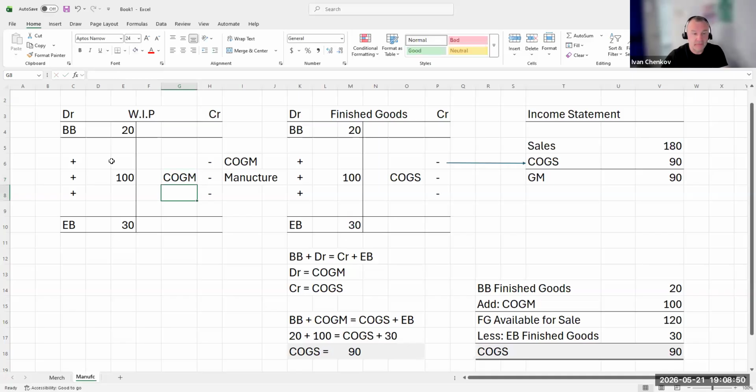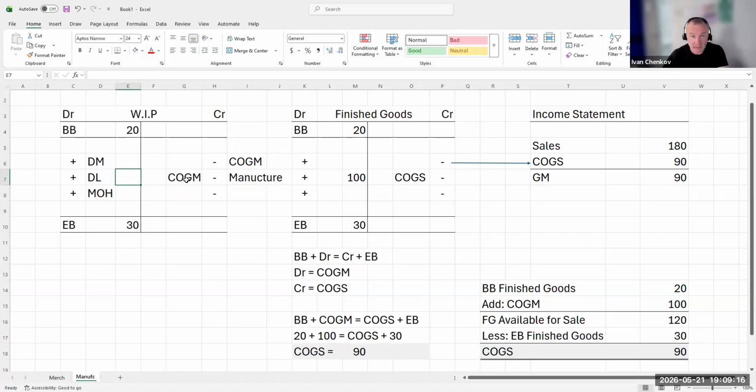When are we going to get cost of goods manufactured? We're going to get it when direct material, direct labor, and manufacturing overhead meet together. Let's leave some space here. When those 3 costs meet together, and when we say our product is complete and can move to the next stage, which is ready to be sold, then they leave the work in process account.